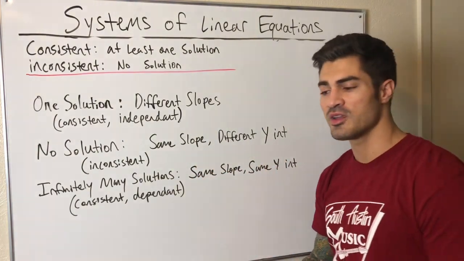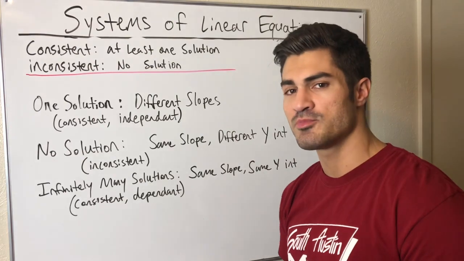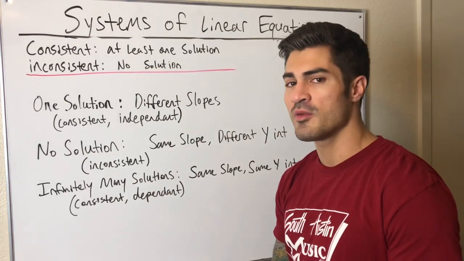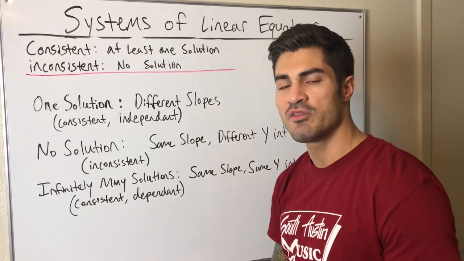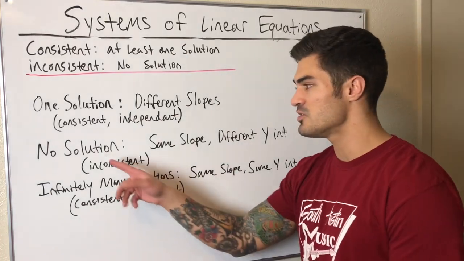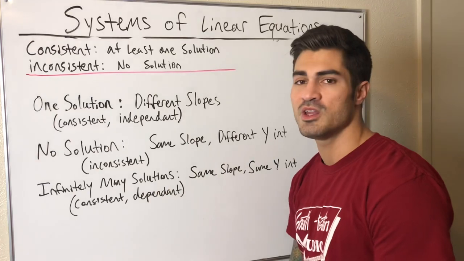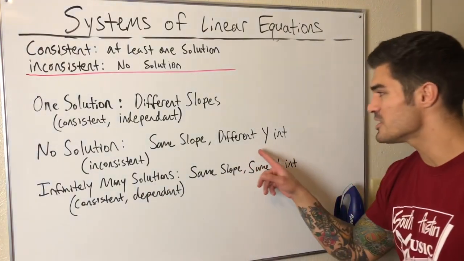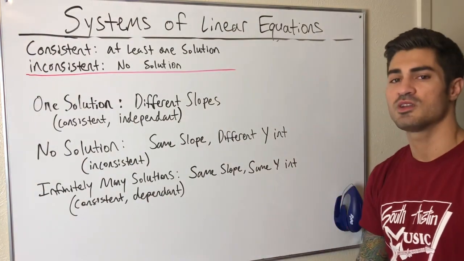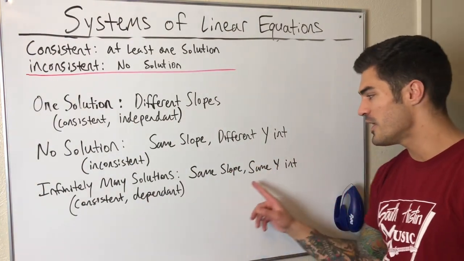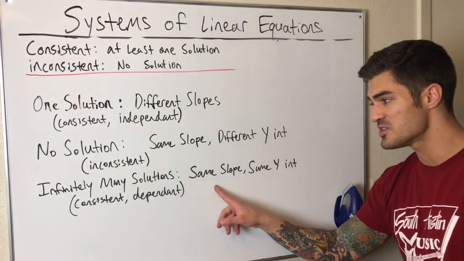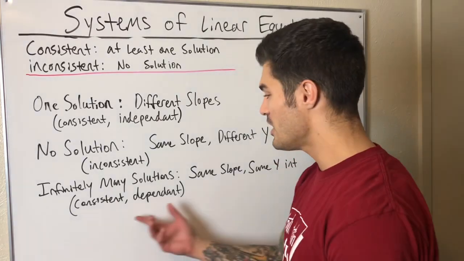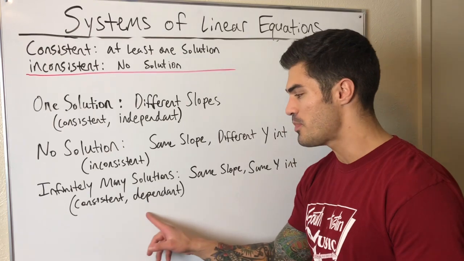And this is the cool thing about getting the two lines into y equals mx plus b form, is if you can look at the slopes, if the slopes are different, you automatically know there's going to be one solution. If the slopes are the same, you know that it's either going to be no solution or infinitely many. And then all you have to do is identify the y-intercepts. And if the y-intercepts are different, then you know there's no solution because the lines are parallel. If the y-intercepts are the same, then the slope is the same, the y-intercept's the same, the line is the same, right? And there are infinitely many solutions, and we call this dependent.